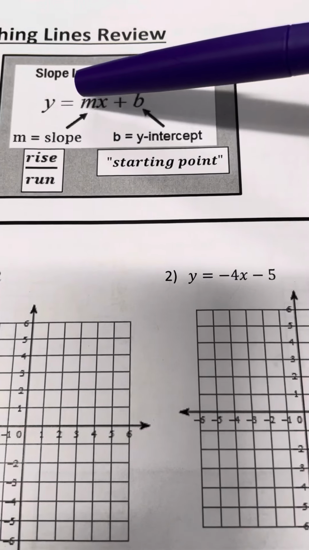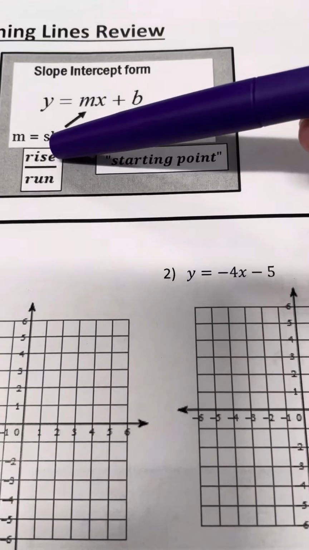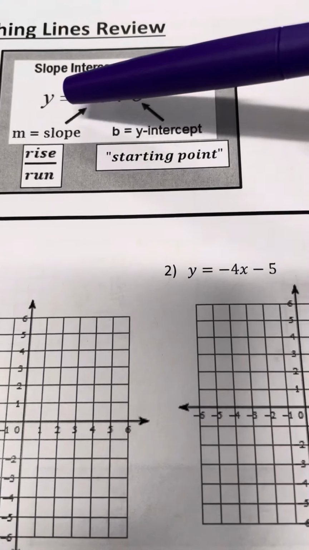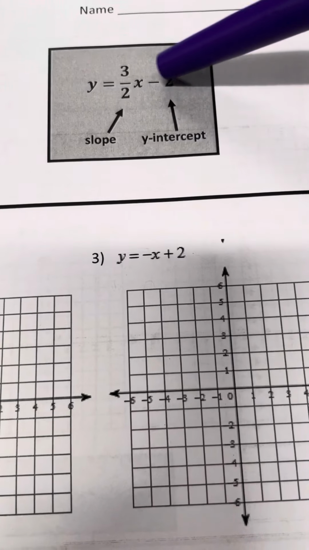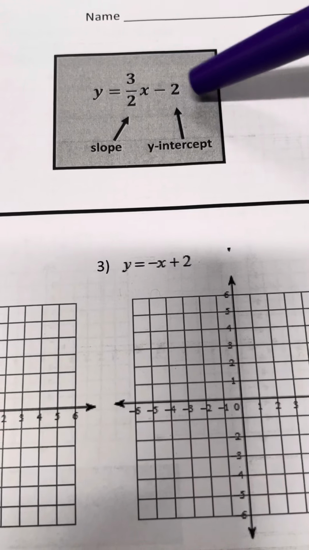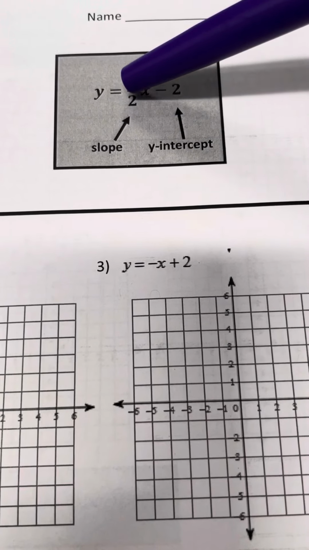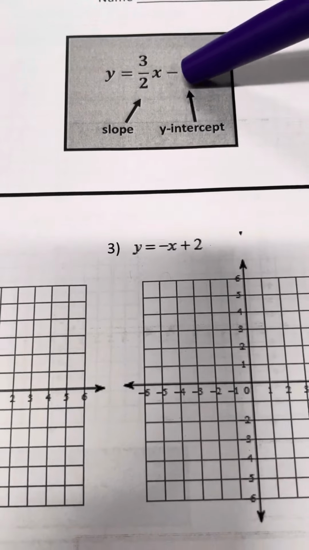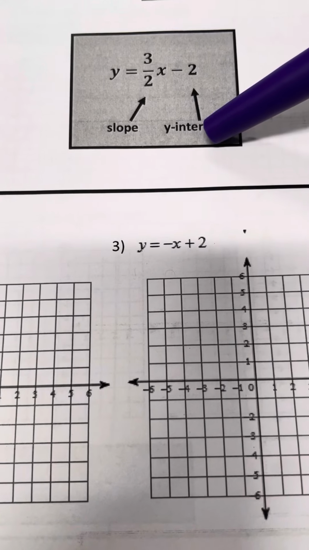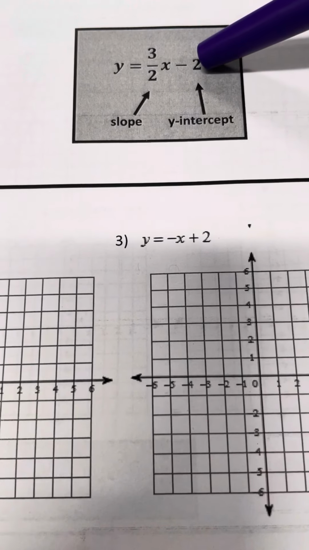Remember, if it says 3x, that's actually 3 over 1, okay? 3 over 1. So when we see something like this in slope-intercept form, we have 3 over 2, so that means I'm going to go up 3 and over 2, and I'm starting at the negative 2. And remember, we always start where that y-intercept is.